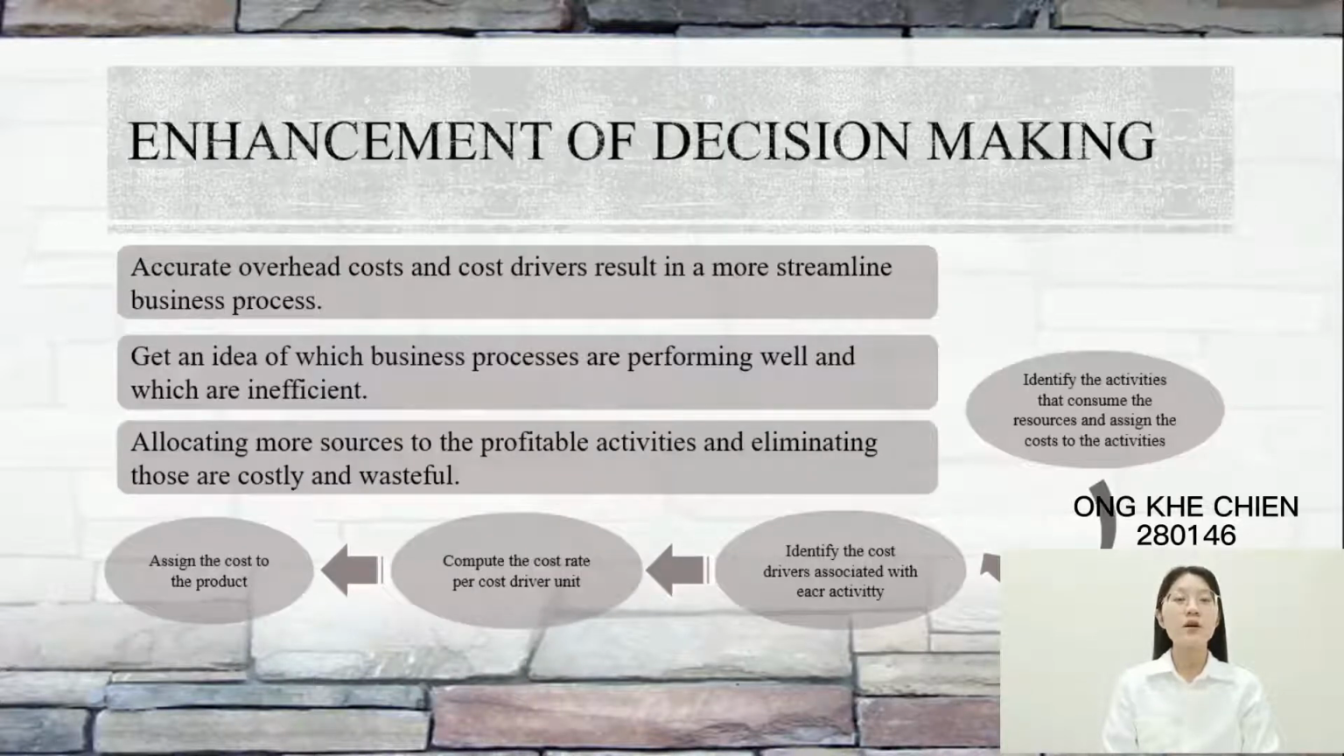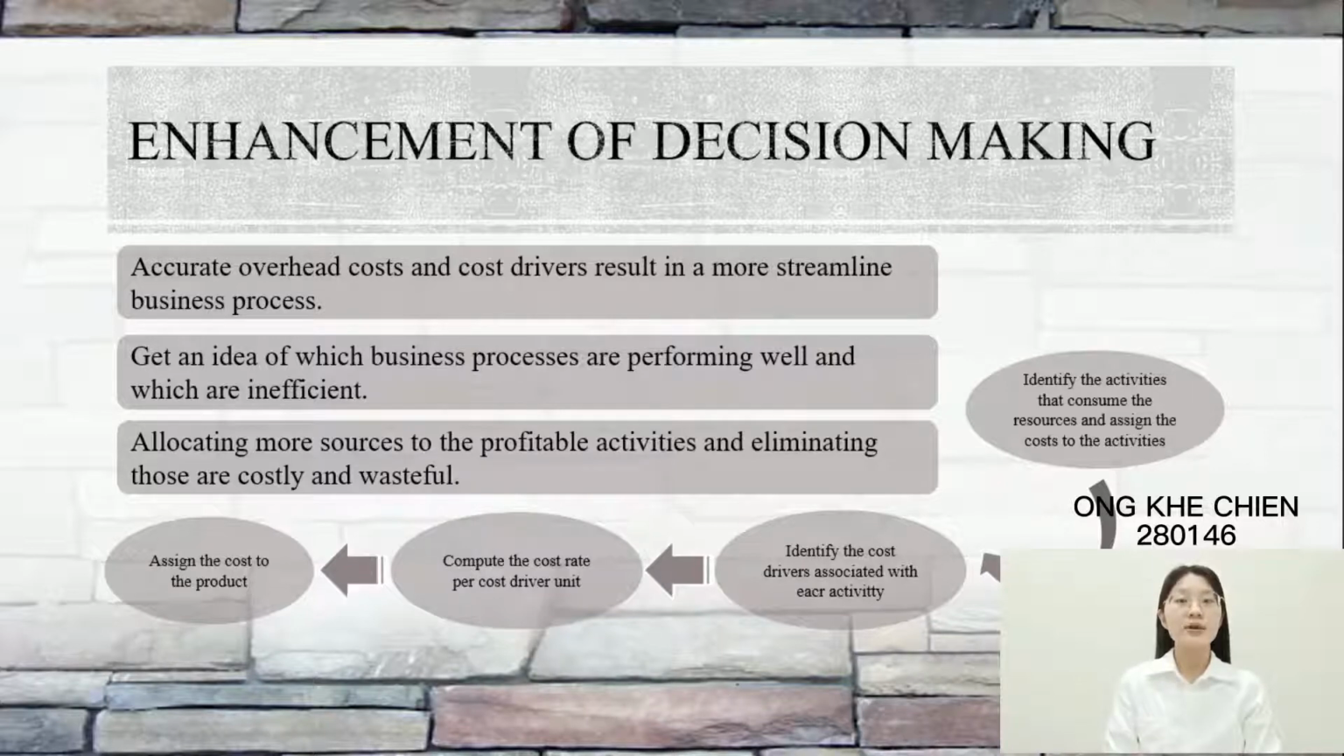When a more accurate cost is determined, the organization can lead to an enhancement of the decision-making by using the activity-based costing system. More accurate overhead costs and cost drivers that are identified by using the activity-based costing system results in a more streamlined business process.